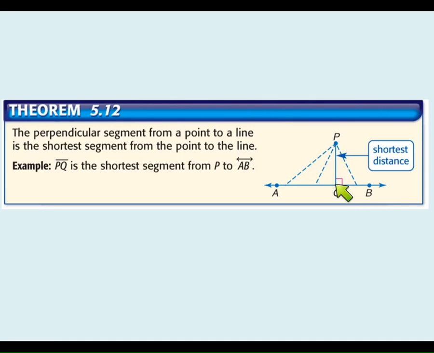That distance from P to Q is shorter than P to A, shorter than P to here, and shorter than P to B. The shortest distance from a point to a line is 90 degrees. Yeah, makes sense, right?